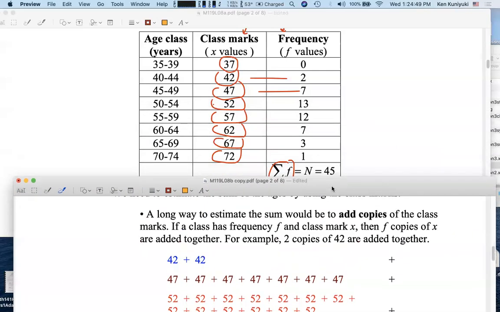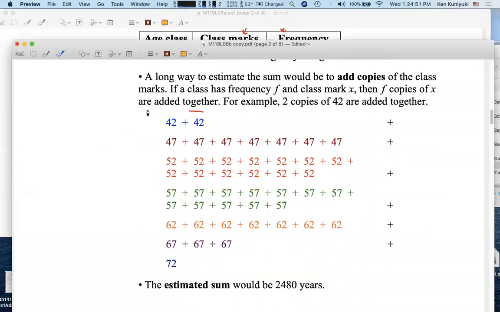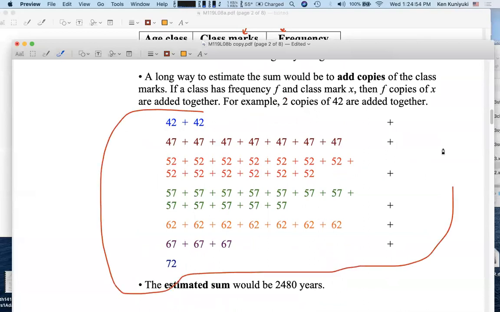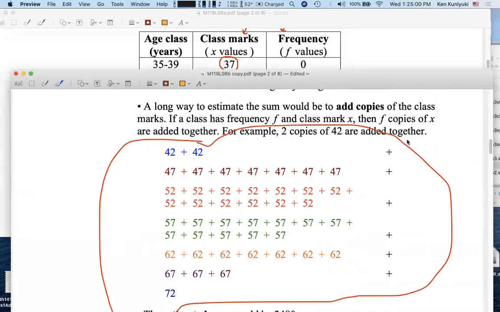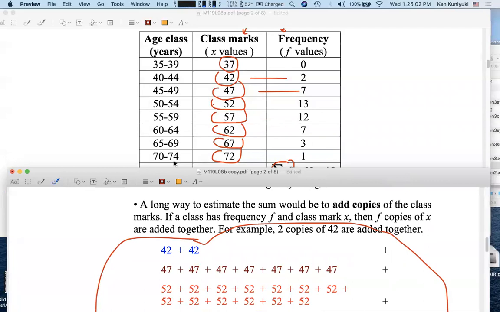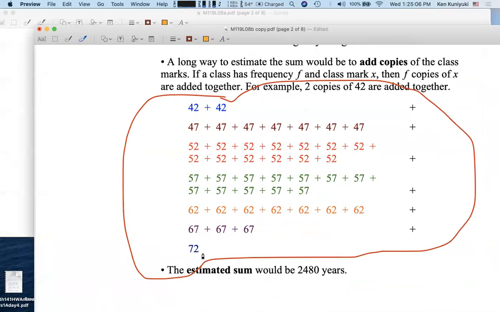So then, by the time we're done with this, we end up with this huge sum here, which turns out to be 2,480 years. Bear in mind, there's only 1 age in the highest class, and the class mark was 72. We only had 1 copy of the 72. Now, again, when you add all these up, our estimated sum would be 2,480 years.